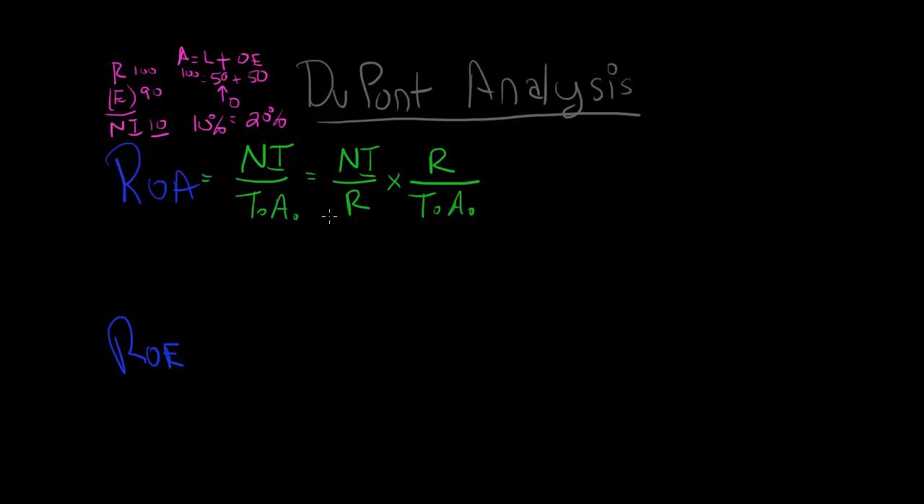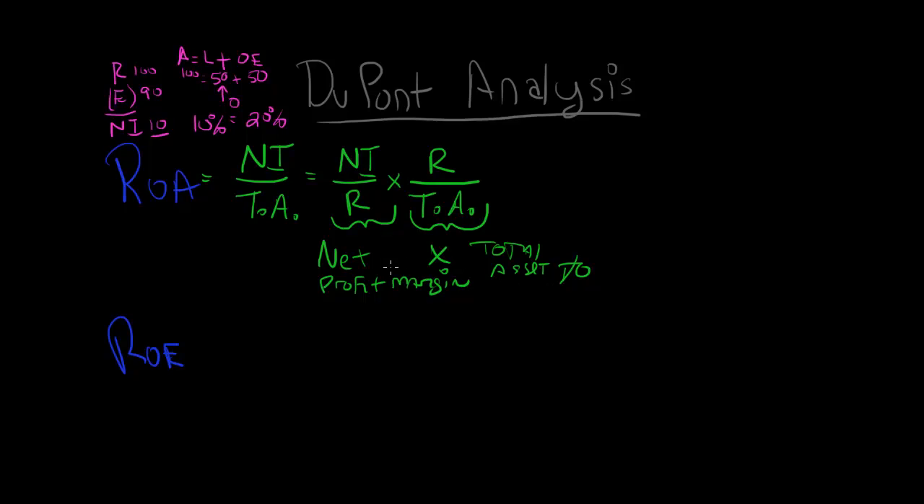Now if we look closely, what we've done here is we've taken two ratios that we've already looked at and multiplied them together and got ROA. So what is this one here? What is net income divided by sales? Well, that is your net profit margin. What is this one here? Well, if I take revenues and divide it by the total assets, that is your total asset turnover. So in essence, if I multiply total asset turnover times net profit margin, I will get ROA.